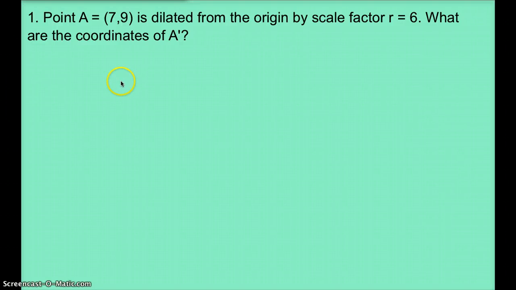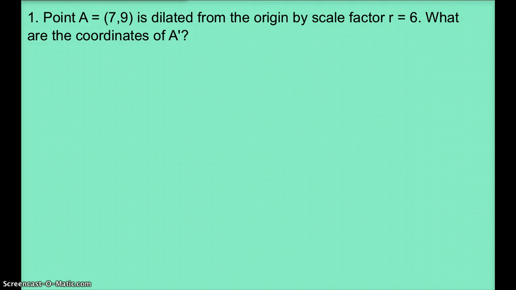Okay, in this lesson we're just going to be continuing our work with dilating points or shapes on the coordinate plane, just like we've been doing the past few days. If you remember, we're always given a scale factor, and that number just tells us how many times bigger or smaller we are going to be making the object. And all we do with that is multiply it by the original numbers.